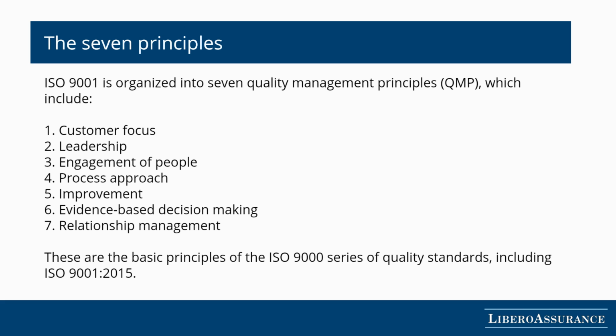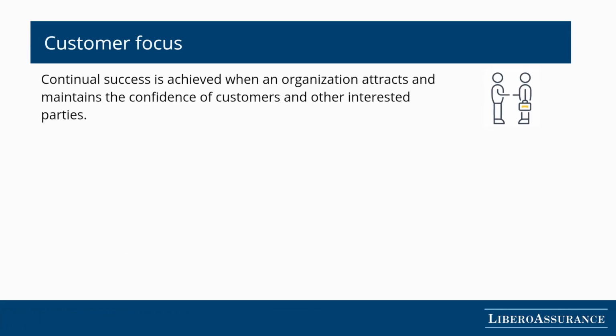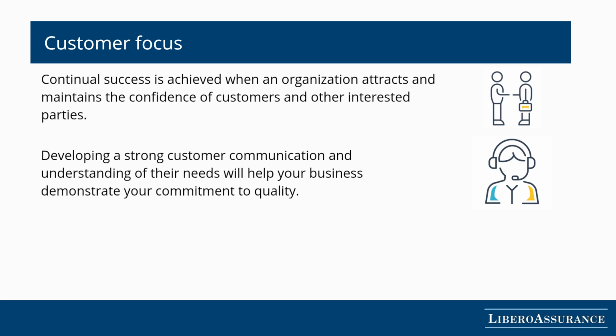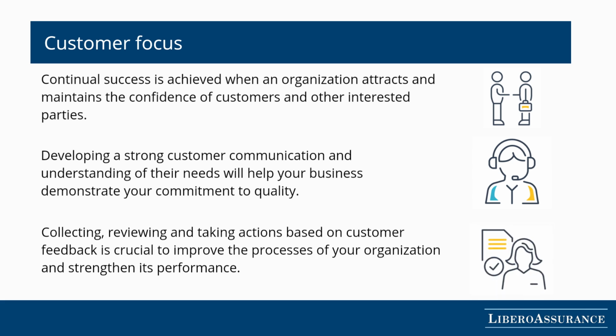ISO 9001 is organized into 7 quality management principles, which include customer focus, leadership, engagement of people, process approach, improvement, evidence-based decision-making, and relationship management. When an organization attracts and retains the trust of customers and other interested parties, it achieves continuous success. Strong customer communication and good understanding of their needs helps companies in demonstrating their commitment to quality. To enhance an organization's operations and boost performance, it is essential to receive, review, and act on customer feedback.